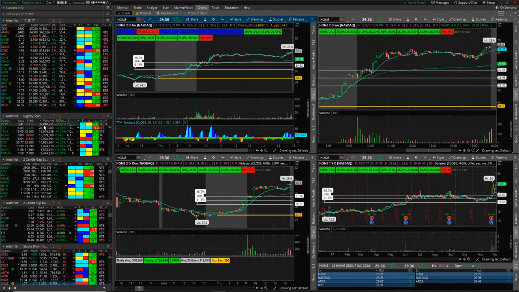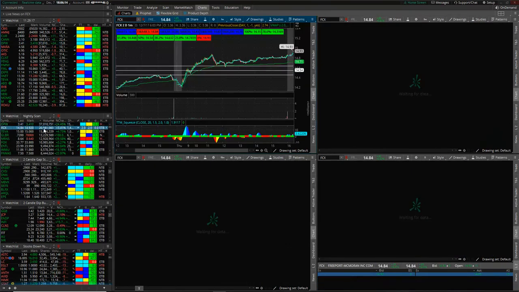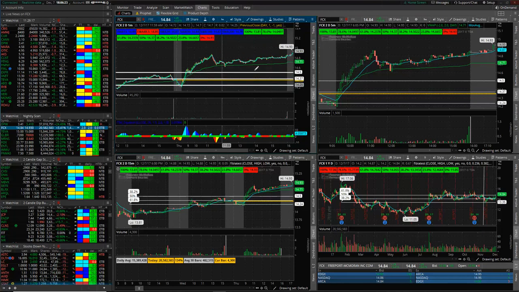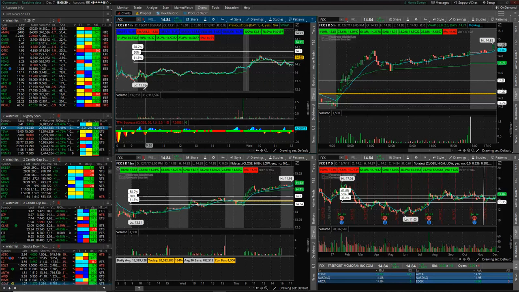All right, we talked about DPW already. Let's look at FCX. I didn't see what FCX did. Okay, so let's see FCX. So this is a stock now that if I was to set my fib levels for tomorrow, now these are already automatically set, but this is what I would do. I'm looking for the low. So the low here is 1381.